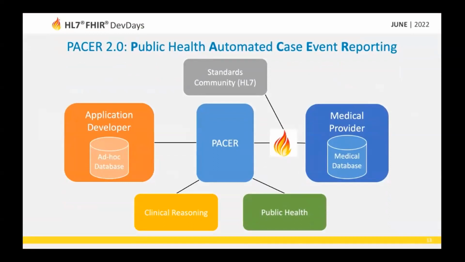And here's a diagram describing those actor spaces. The standard community provides input and information for medical providers to create that FHIR standard, while PACER interacts with clinical reasoning technology, and interacts with public health officials and developers to create those standard definitions that application developers can use for their concerns, separated from medical resources, separated from any of those concerns. They can work with their own data, but still work with FHIR-enabled data as well.